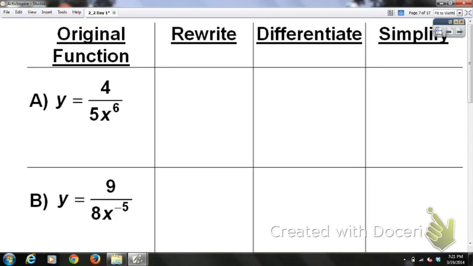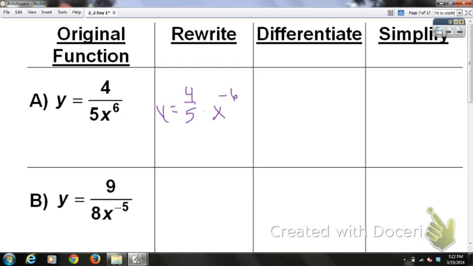Now we have a couple examples in table form, where it's walking us through the whole process of rewriting our function so it's in a form that we can differentiate using our power rule. Then the actual differentiation process, which is going to have some things that we must then clean up and have our simplified final answer. So for A, we have y equals 4 over 5x to the 6th power. So first, let's rewrite it and get that power out of the denominator. So it's going to be y equals 4/5 times x to the negative 6th power.